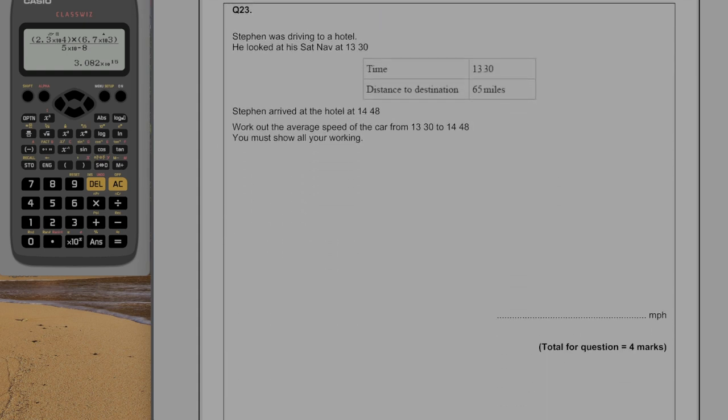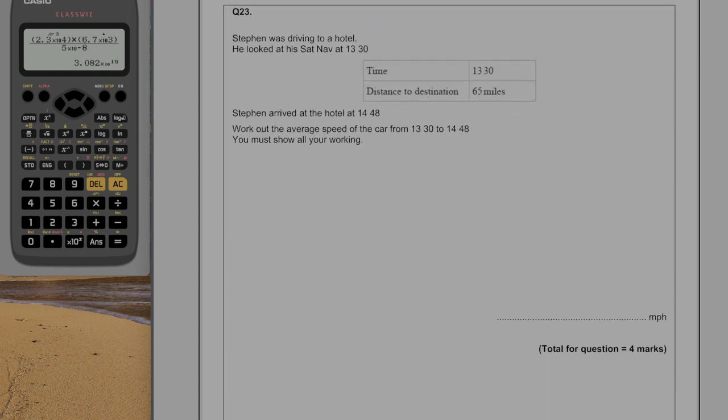Right, question 23. Stephen was driving to a hotel. He looked at his sat nav at 13:30, distance to destination 65 miles. Stephen arrived at the hotel at 14:48. Work out his average speed of the car from 13:30 to 14:48. You must show all your working.